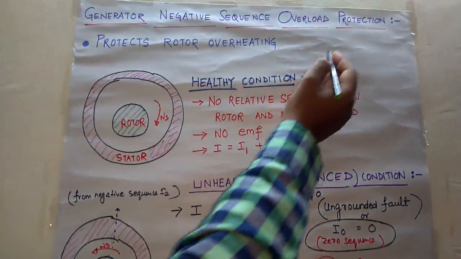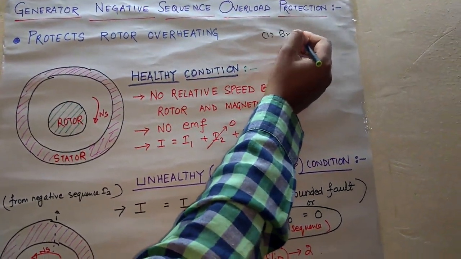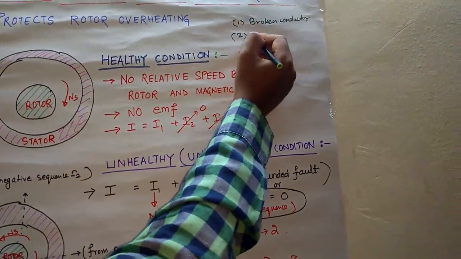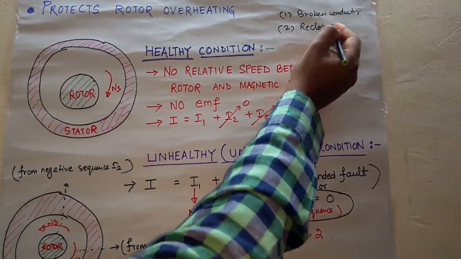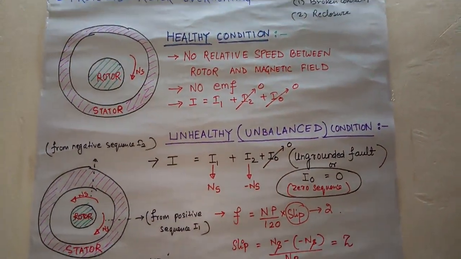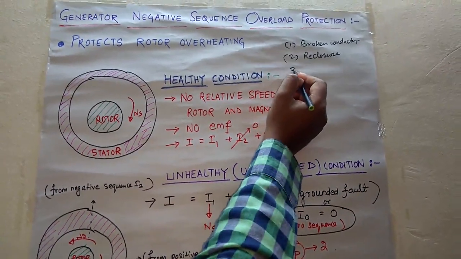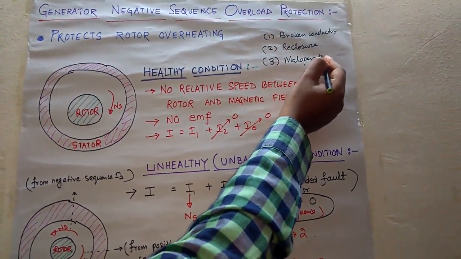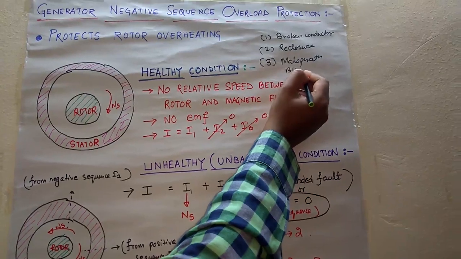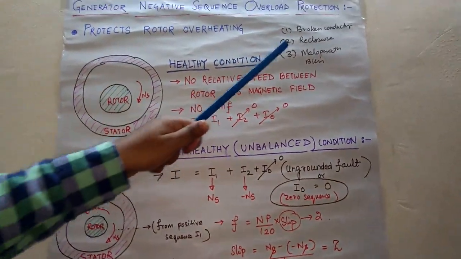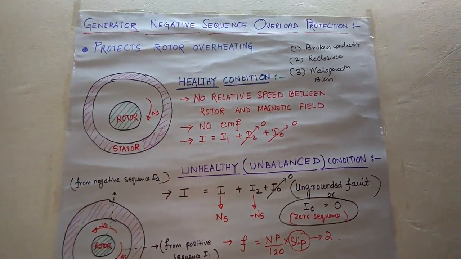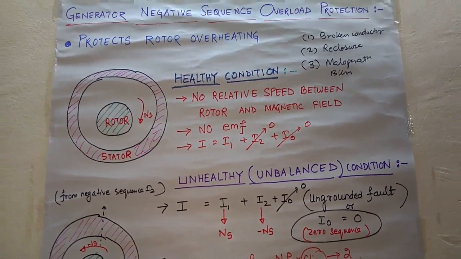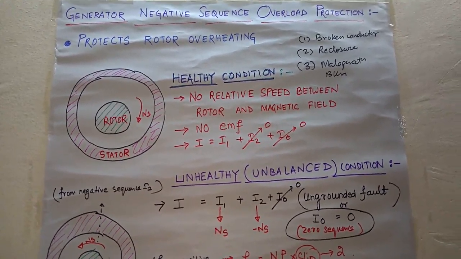The first condition is broken conductor. Second condition is reclosure of switchyard breaker. Third is maloperation of breaker. Suppose due to maloperation, a single pole of the breaker is tripped, then also it's a case of unbalance. And in this condition, some negative sequence component will appear and which will create overheating of the rotor.